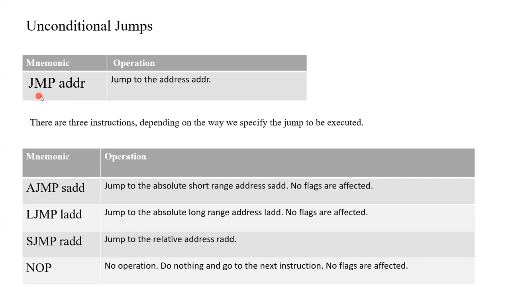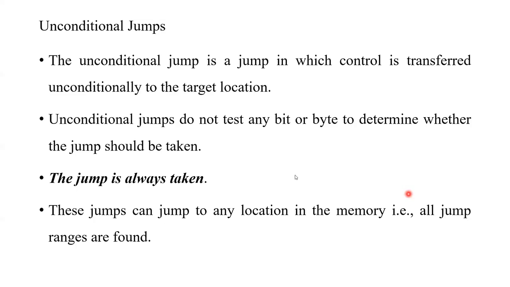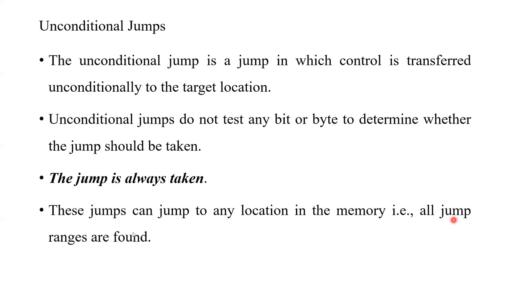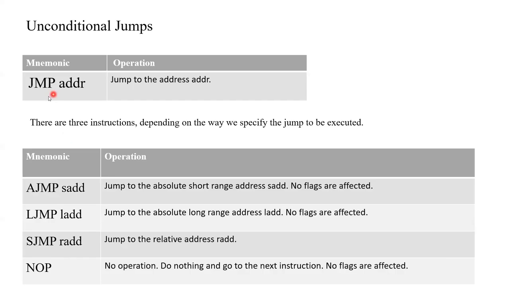The mnemonic for this one is JMP. JMP address is an unconditional jump to the address ADD. You're not checking for any condition, and if the program has JMP address, the program counter will have the address ADD. Since we can have all three jump ranges, we have three instructions associated with JMP.